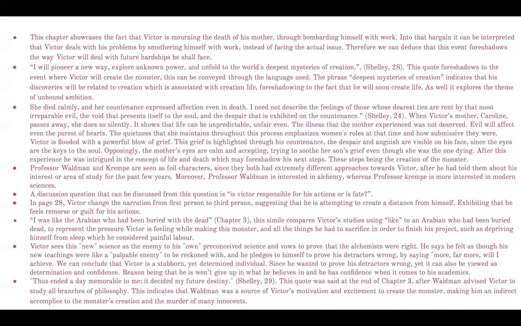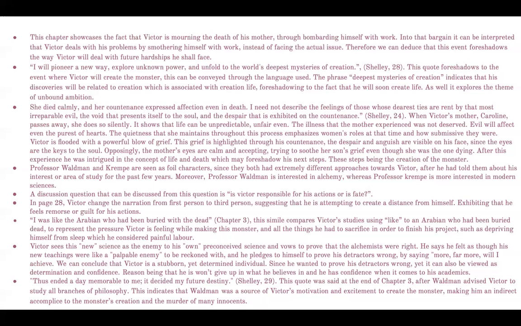And after this experience, he was intrigued into finding the concept of life and death, which may foreshadow his next step, and this step being the creation of the monster. Now, as I previously mentioned in the slide before, Professor Waldman and Professor Krempe are seen as foil characters, as they have completely different approaches towards Victor.